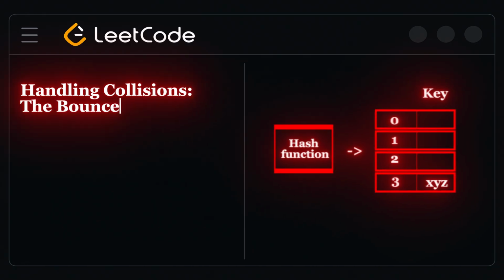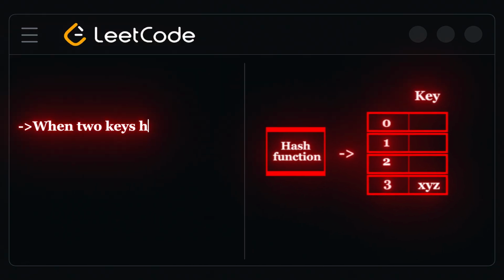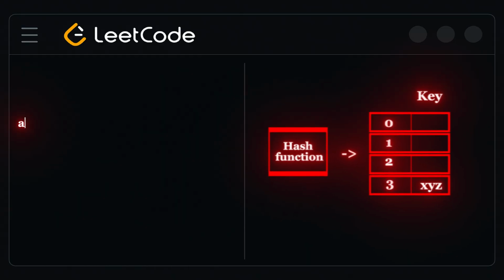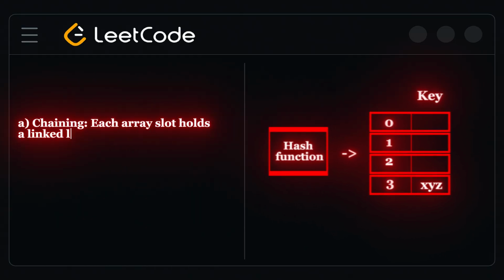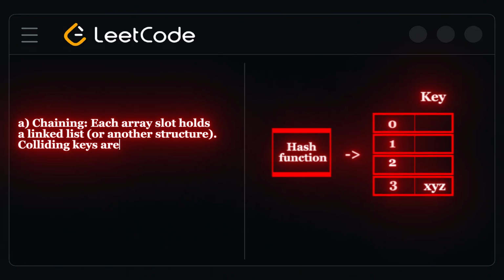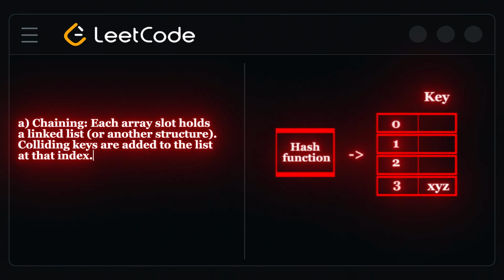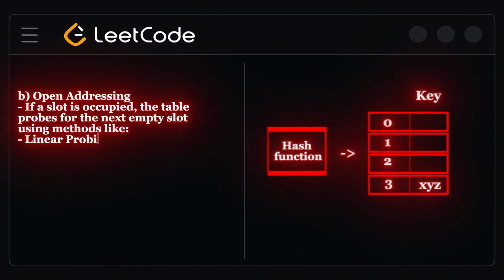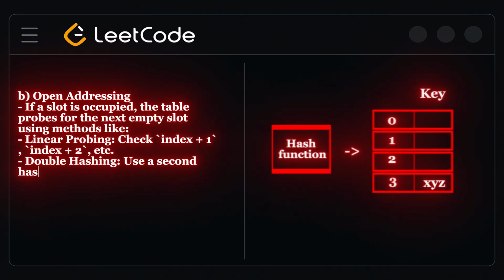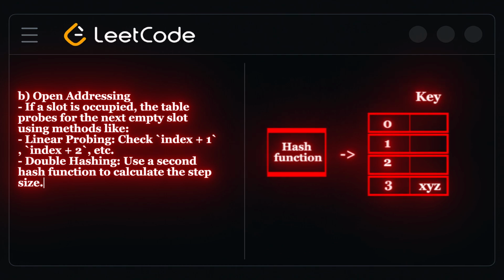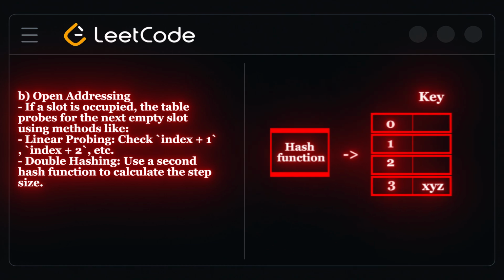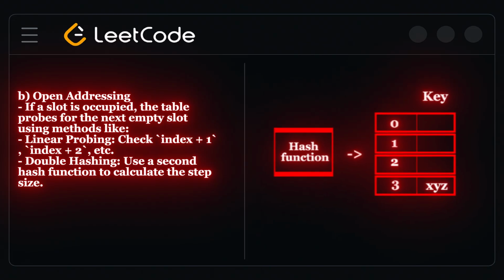Handling collisions, the bouncers. When two keys hash to the same index, the hash table uses one of two strategies. A. Chaining. Each array slot holds a linked list, or another structure. Colliding keys are added to the list at that index. B. Open addressing. If a slot is occupied, the table probes for the next empty slot using methods like linear probing, check index +1, index +2, etc. Double hashing. Use a second hash function to calculate the step size.